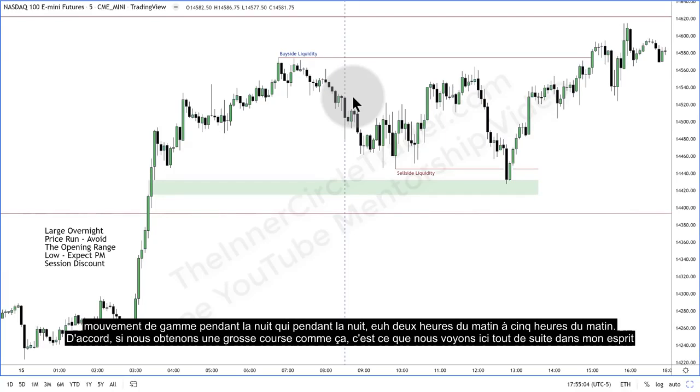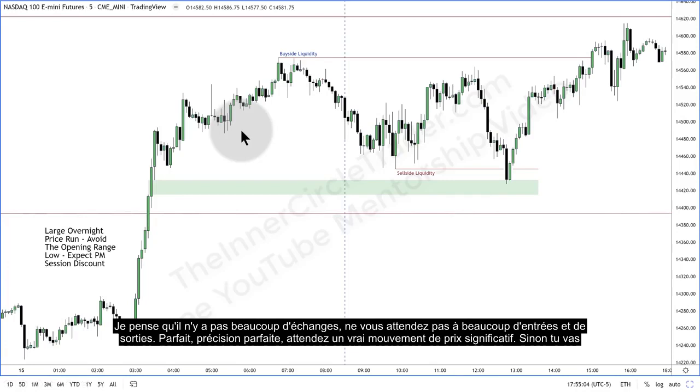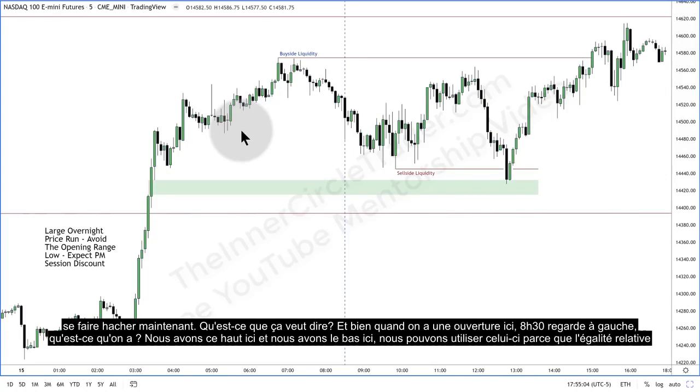Okay. If we get a big run like that, which is what we're seeing here, right away in my mind, I'm thinking, don't trade a lot. Don't expect a lot of in and out, perfect precision. Wait for a real significant price move. Otherwise, you're going to get chopped up. Now, what does that mean? Well, when we have it opening here at 8:30, look to the left. What do we have? We have this high here, and we have the low over here.